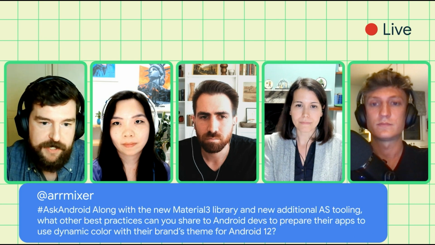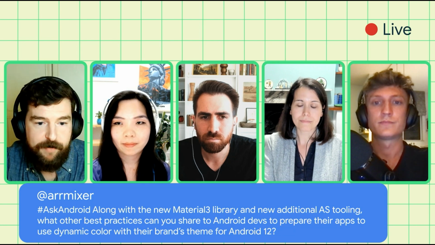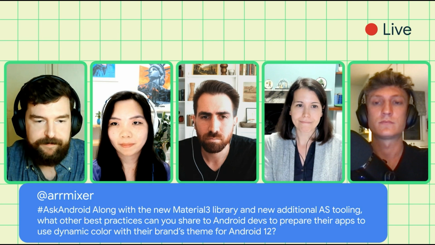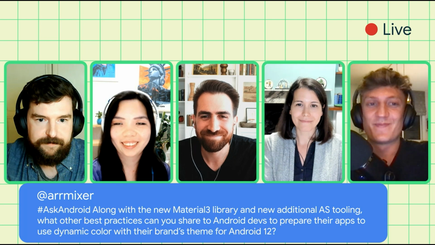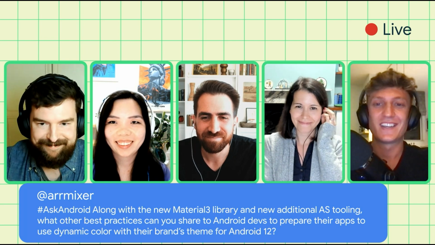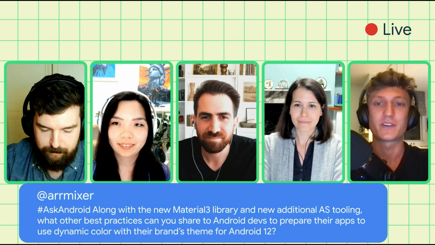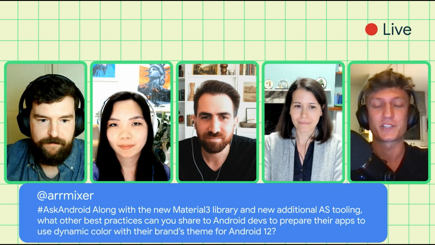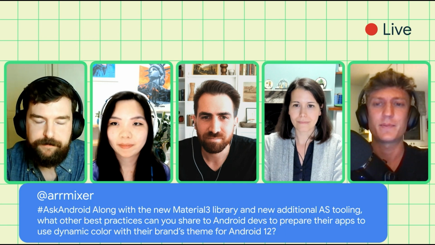Cool. Great. So along with the new Material 3 library and the new additional Android Studio tooling, what other best practices can you share to help Android developers prepare their apps to use dynamic color with their brand's theme for Android 12? Yeah, sure. Well, again, I'll say here that this is where that Material Theme Builder tool really shines. You can create custom color experiences. You can also visualize what a wallpaper would look like in the app as well.